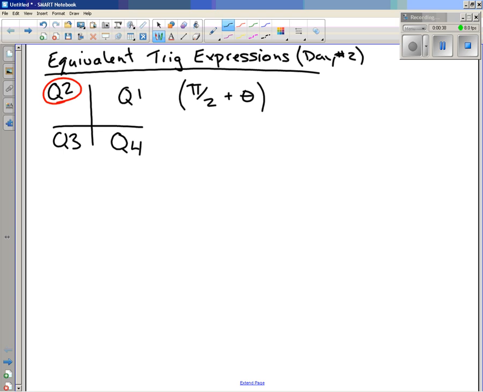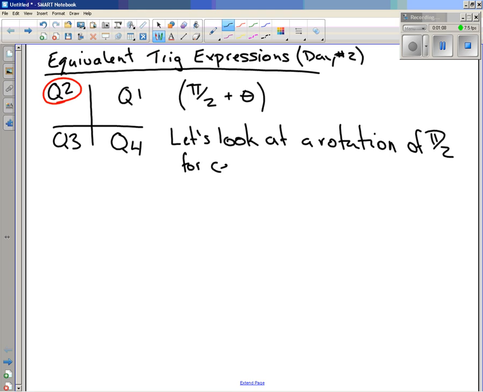Okay, so that's going to be our goal, is to relate something in our first quadrant, taking that angle that's in our first quadrant, adding pi by 2 to it, and that'll put it in our second quadrant. And how we'll start this is let's look at a rotation of pi by 2 for some of our special points that are on the unit circle.